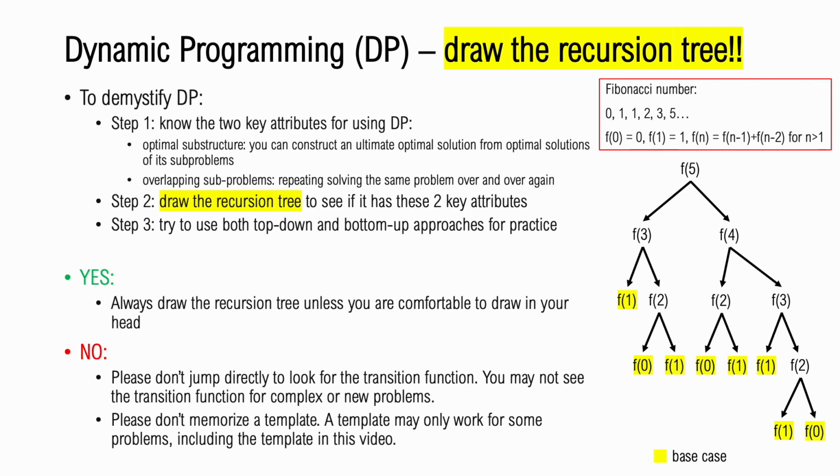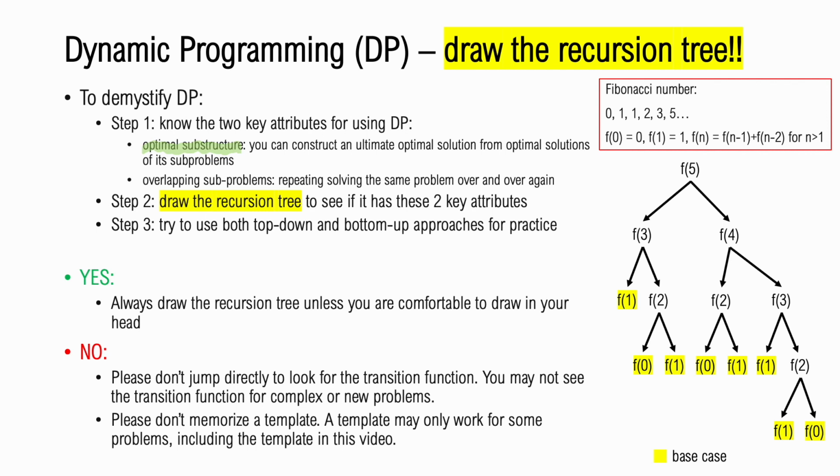So to fully demystify dynamic programming, there are 3 steps. Step 1, on the concept level, we need to know the 2 key attributes for a problem to be solved using dynamic programming. I think the first one is optimal substructure, which means that you can construct an ultimate optimal solution from optimal solutions of a subproblem. And the second attribute is overlapping subproblems. Basically it means that you are repeatedly solving the same problem over and over again.